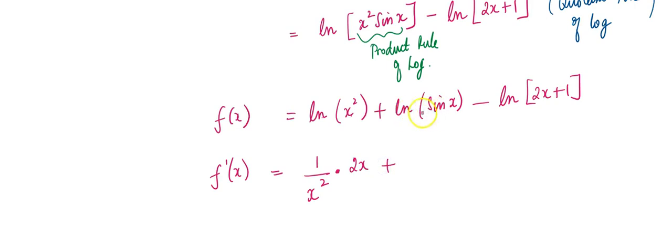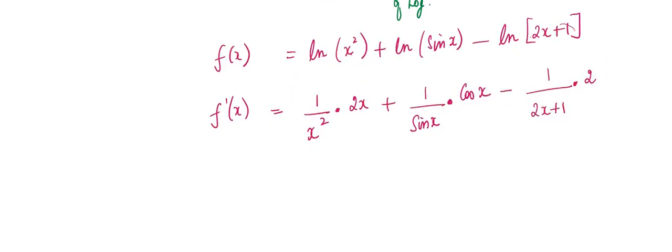Plus, here too, it's natural log of sine x. Sine x is not a plain x. So we just have to do 1 over sine x times derivative of sine x is cosine x. Got that? Minus. Here too, it's not a plain x. It's got an expression there. So it's 1 over 2x plus 1 times derivative of this expression. Derivative of 2x plus 1 is 2.